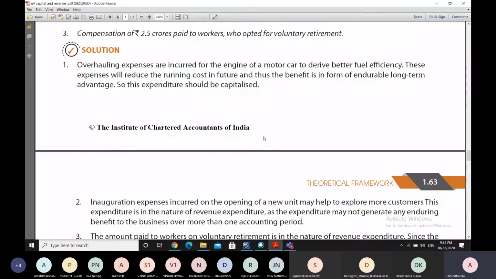If we inaugurate in this year, doesn't mean the next year we are going to get a benefit out of it. At the most, we may get some more customers in this year, but no enduring benefit in the coming years out of this. So therefore, the enduring benefit principle is a very important principle to decide whether certain expenditure is capital expenditure or revenue expenditure in nature.